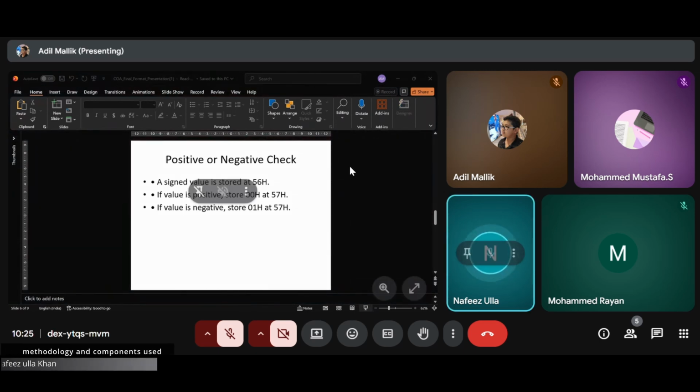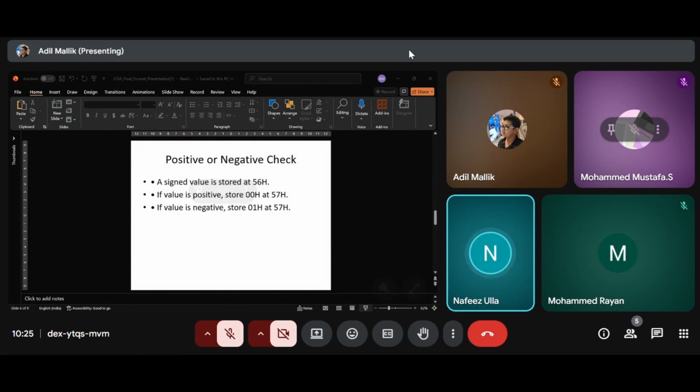Hello everyone, myself Nafis. I would like to explain the positive or negative check, and increment and decrement. Now let's move on, which focuses on checking whether a number is positive or negative, and on performing increment and decrement operations using the microcontroller. In real-time systems, it's important for a microcontroller to recognize the sign of a number because the behavior of a program often depends on whether a value represents gain or loss, rise or fall, or any similar condition.